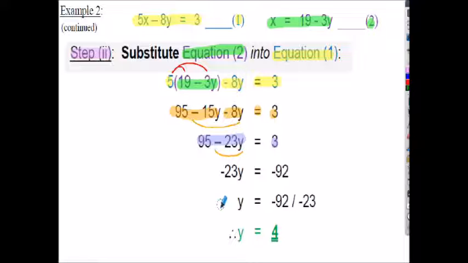What I've done on the next line is subtract 95 from both sides of the equation, so negative 23y is equal to negative 92. And finally, to find the y, I simply divide both sides by the negative 23. So y in this case is equal to 4, as we found from example 1 solution.